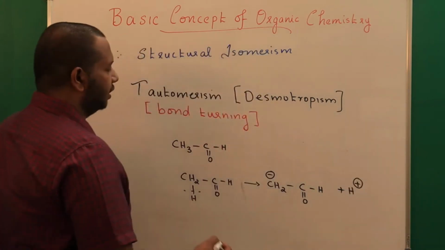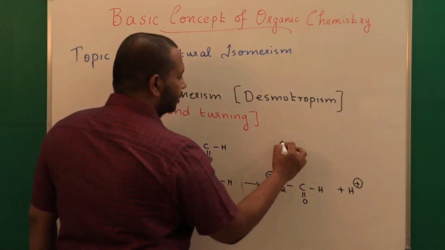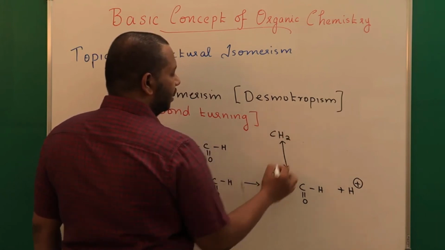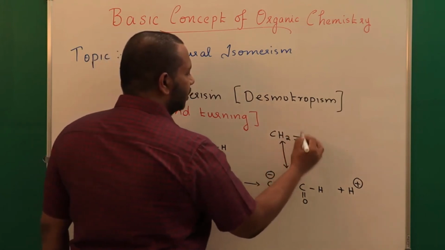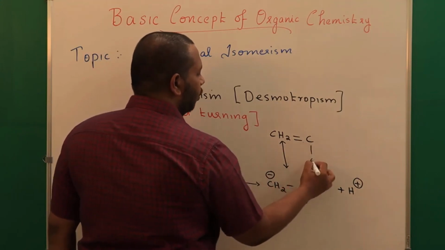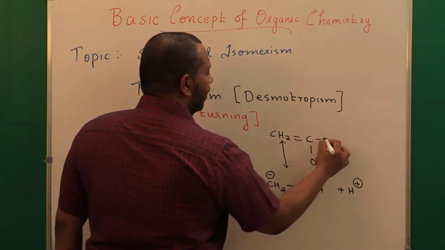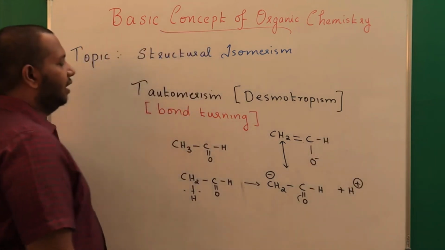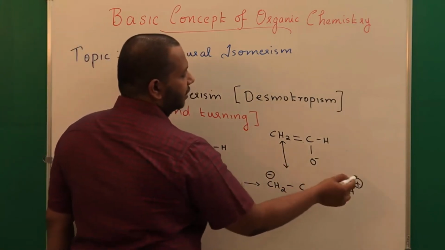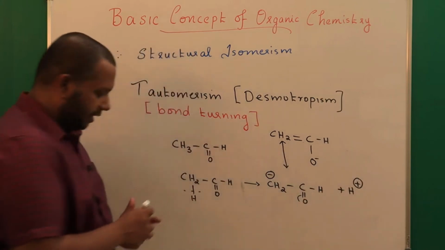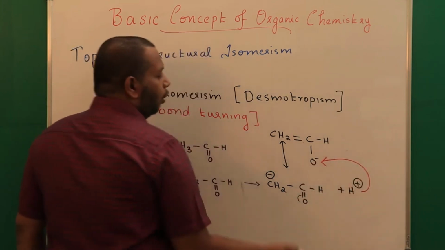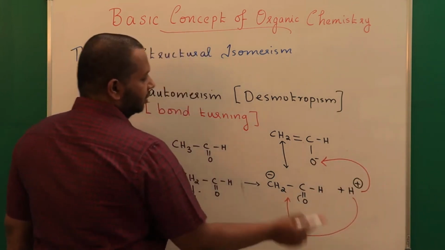Now, as I told, this can exhibit a resonating structure. Correct? So what will happen? In the resonating structure, the minus charge will move in this direction. So this will become CH2 double bond, and this will move in this way, so this becomes O minus and H. Now let's say at this point this H plus is coming back. H plus can either come and attack this structure, or it can come and attack this structure.